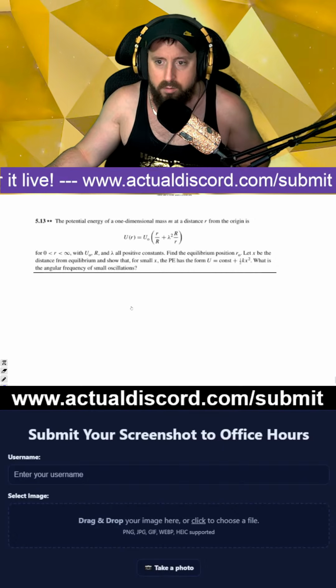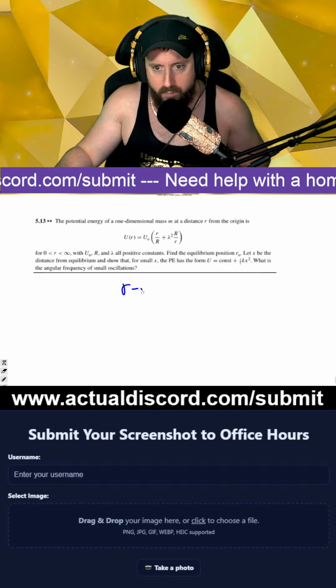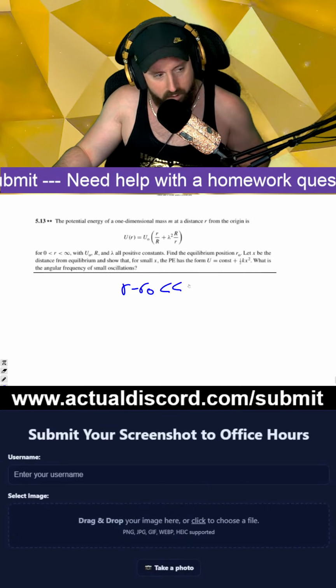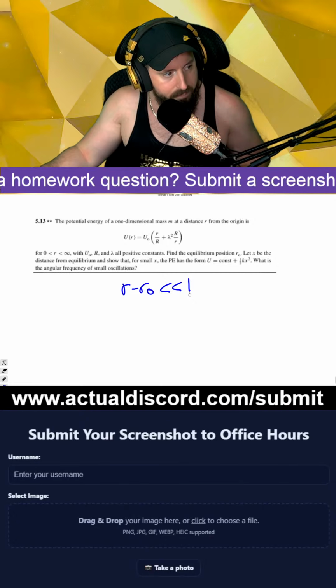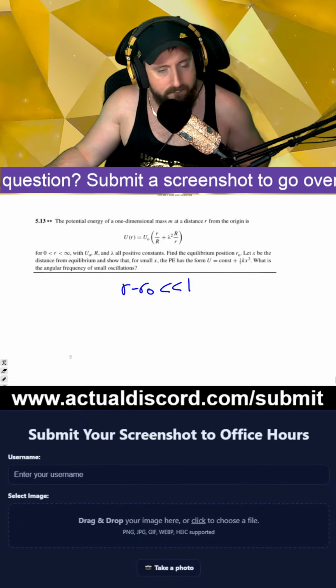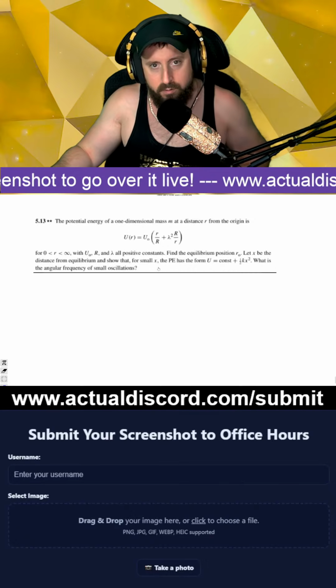Okay. So, yeah, let's assume that R minus R0 is much less than 1, right? And then we have to do a Taylor expansion. But I think we need to know what R naught is. So here, we've got to get it first.